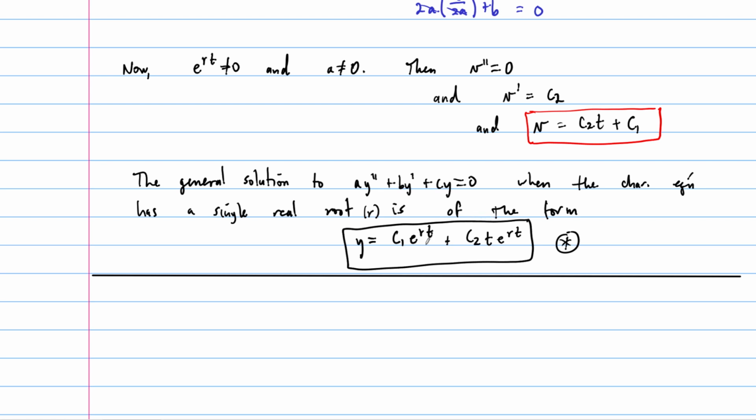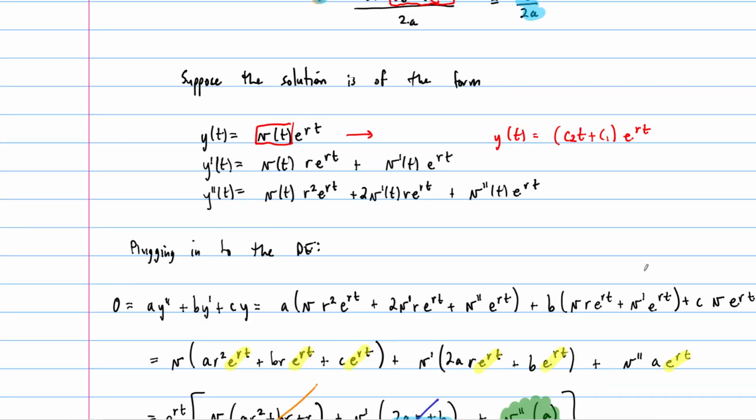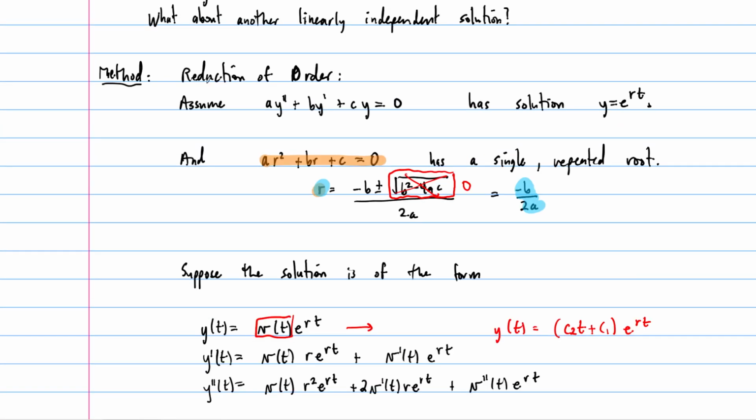Then you have e to the rt, that comes from the root, and then to get your second part of the solution, you have to multiply by t, so t e to the rt. And we derive that using this method of reduction of order. So what is the method of reduction of order?